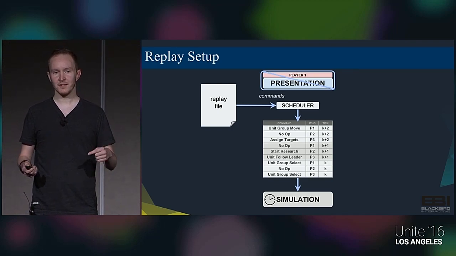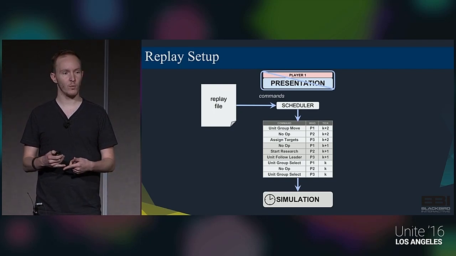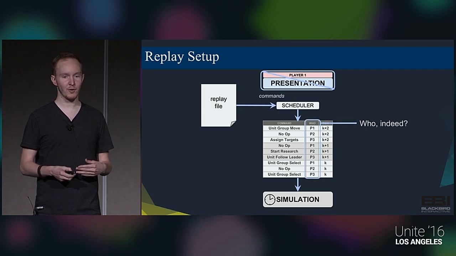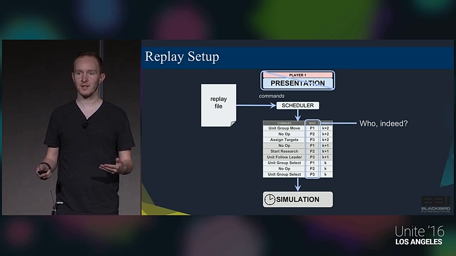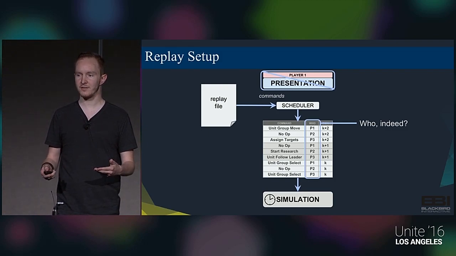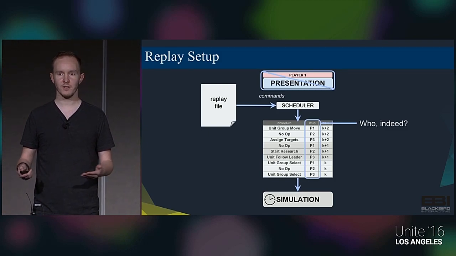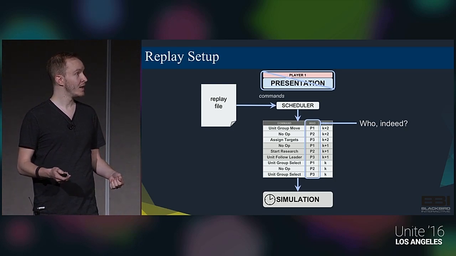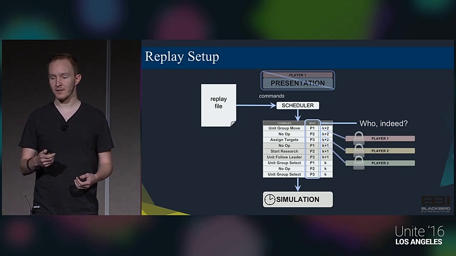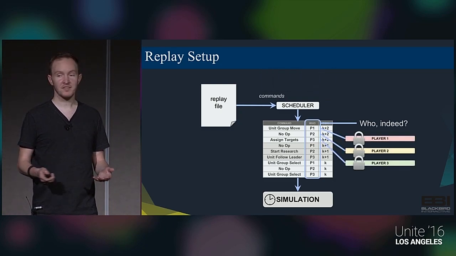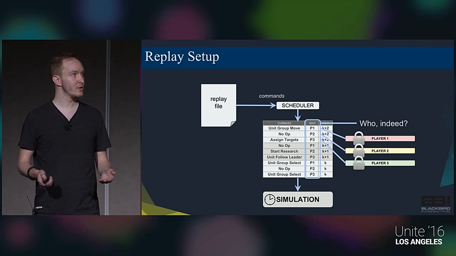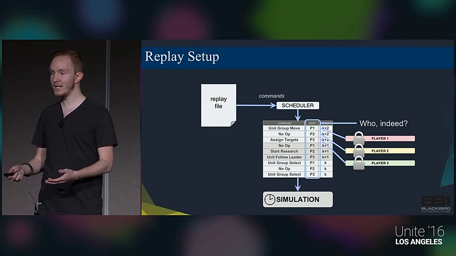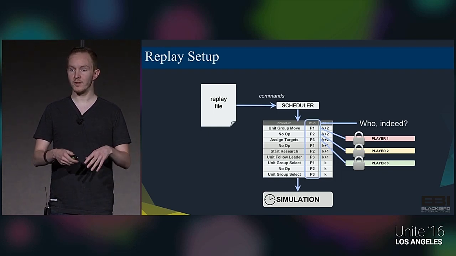When you actually send a command, the command is an action. It's when that command happened, and it's also who that command belonged to. So if we don't actually have the players in the game anymore, the simulation doesn't have any way of validating that those commands belong to anyone. It wouldn't know where to send those commands or which units they belong to. So to solve that, we make a bunch of dummy players. They sit in the game as placeholders, and they don't do anything other than represent the faction or the team, whoever owns the units in the game.